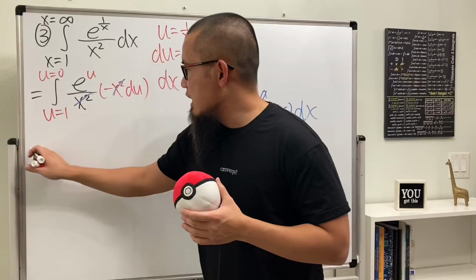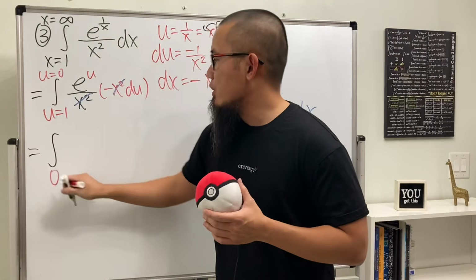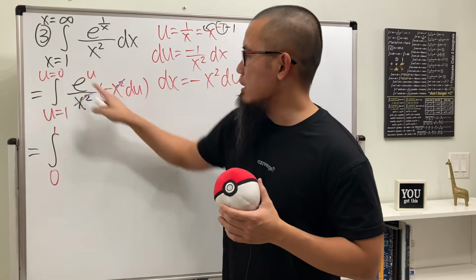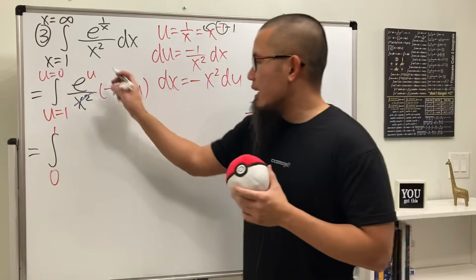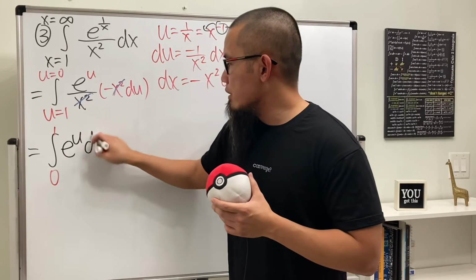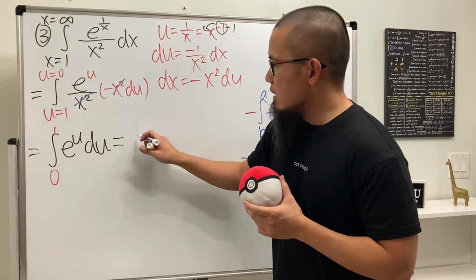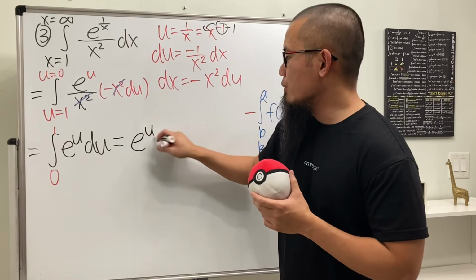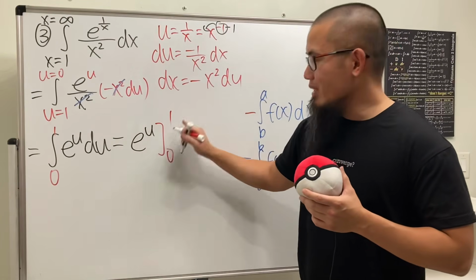I will use this negative and change the integral to go from 0 first to 1. I switch this, and I don't need to put on the negative anymore because of that. And then here we have just e to the u du. And now let's finish everything in the u world. We get, well, the integral of e to the u is just e to the u, and then we have to plug in. This time we plug in 1 first. You see, we plug in 1 first.